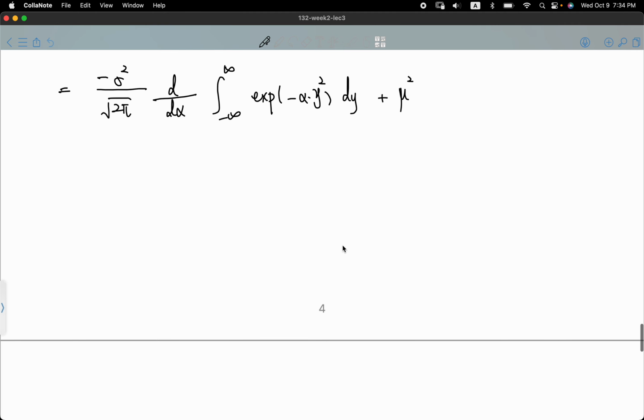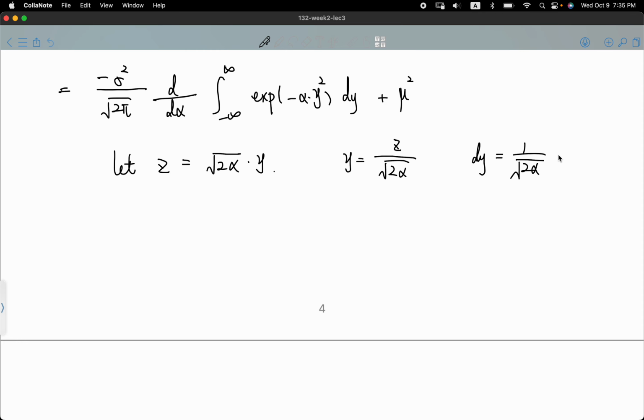Okay, so now we need to do one more change of variable, which is to let, let's introduce another letter, z to be 2 alpha multiplied by y. Then this y is equal to z over 2 alpha, and then dy is just 1 over square root of 2 alpha multiplied by dz.